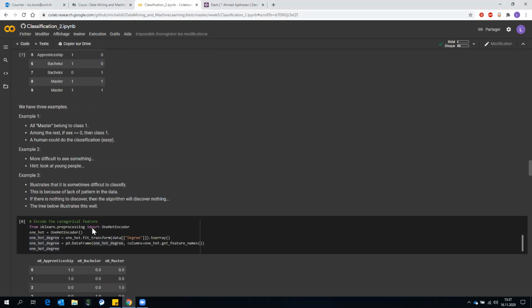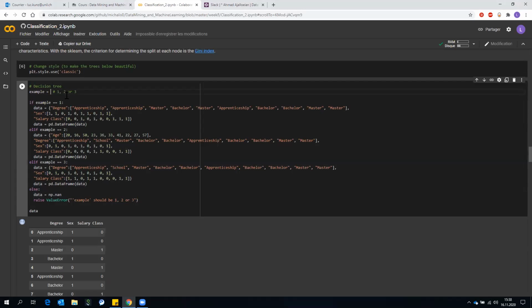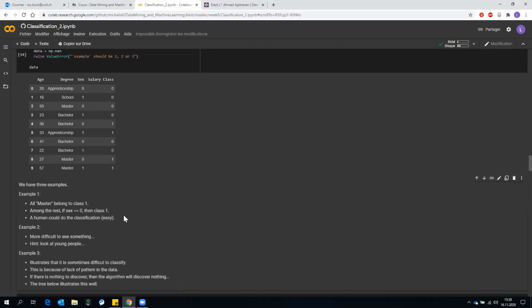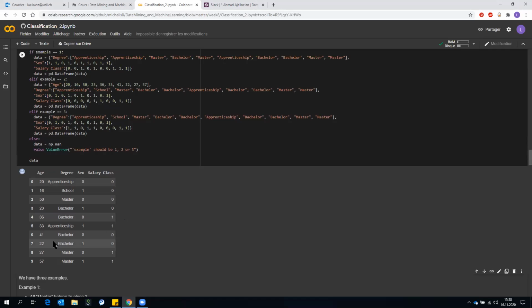So let's go for example 2. So I change this. And in this case, this is more difficult to see because, for instance, if you want to use degree as first split, apprenticeship is 0 and 1. This is not so good. Bachelor is also 0, 1, 0, 0. So you have this one. Master is 0, 1. So you cannot choose a perfect split, but you don't have to always have a perfect split. But at the beginning, it's great to have a split that really separates 0 and 1. Sex is the same, so you cannot really split in an optimal way.